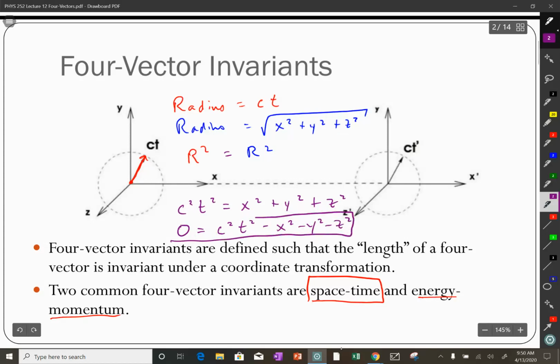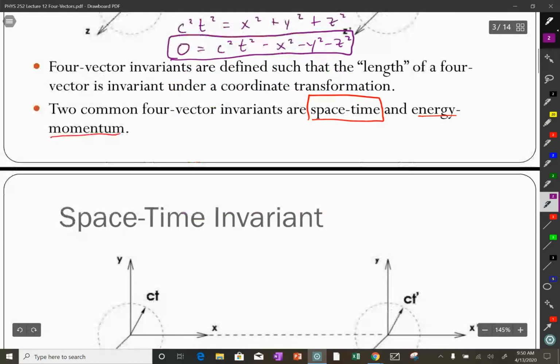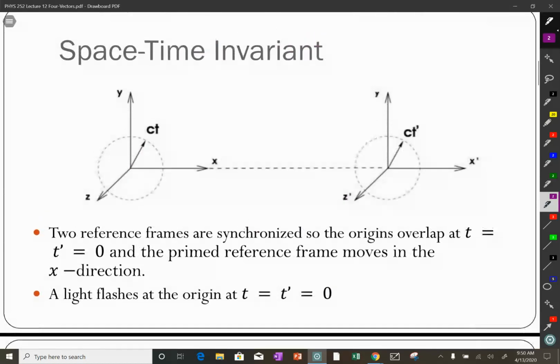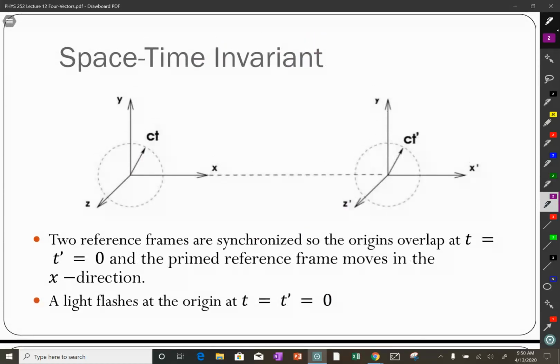And so this defines an invariant. It's always going to be that c squared t squared minus x squared minus y squared minus z squared equals 0 in any reference frame. So that's the idea of our invariant. And this is just going through the steps of what I just did. You can review these at your leisure if you like later.